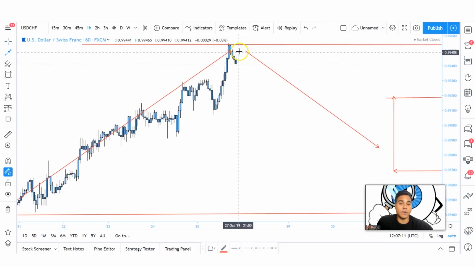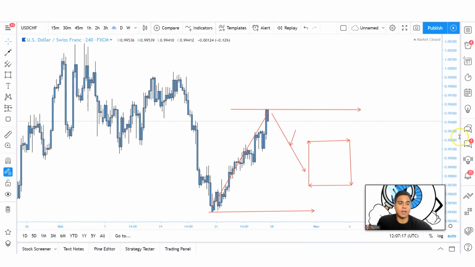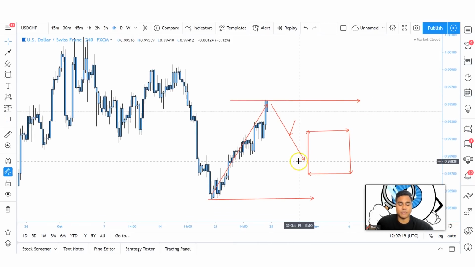And now I'll be looking for my trends to the downside for possible sells on this pair. That's my bias on USD Swiss franc, and of course, we'll see what happens moving forward next week.